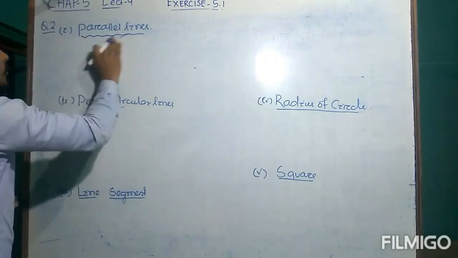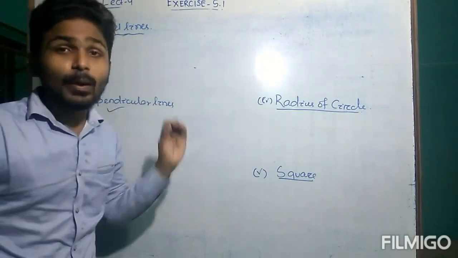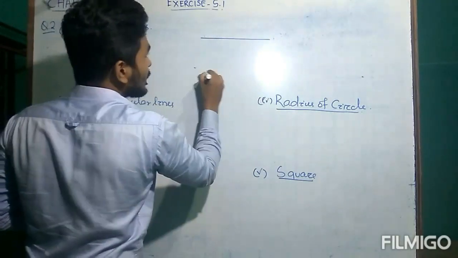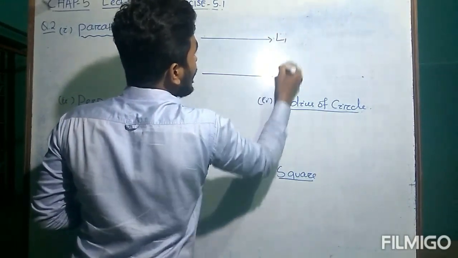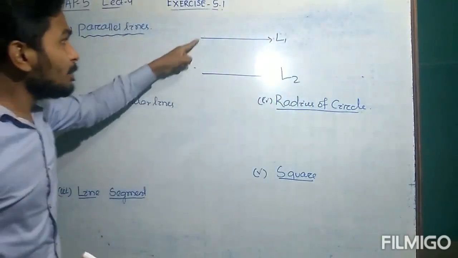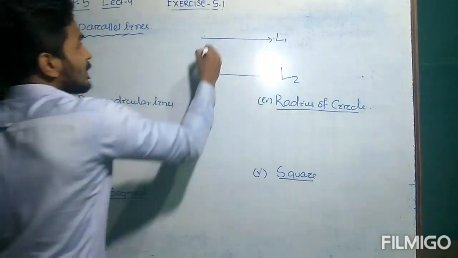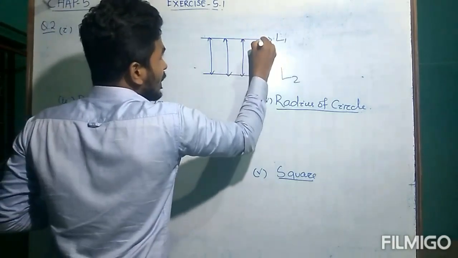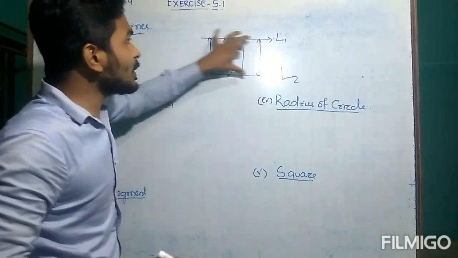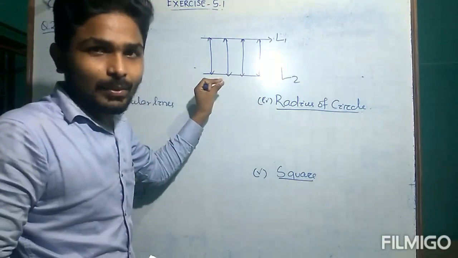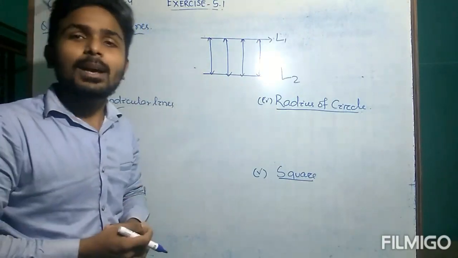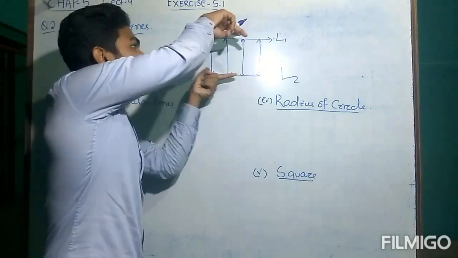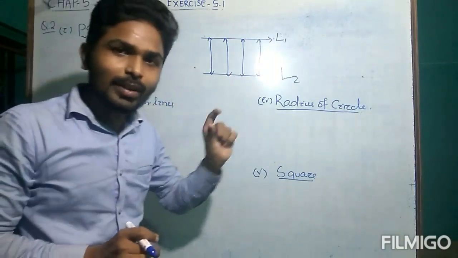So let's define the first term, parallel lines. What are parallel lines? Suppose there are two lines, L1 and L2. If the distance between these two lines at any point is fixed, or the distance between the two lines is constant, then these two lines are known as parallel lines. This is the first condition. What is the condition? The distance between the two lines must be fixed or same.